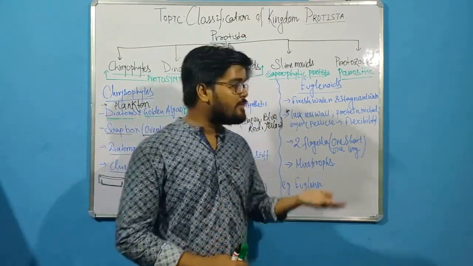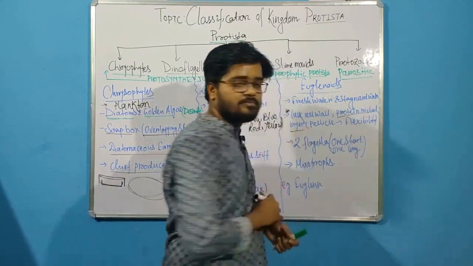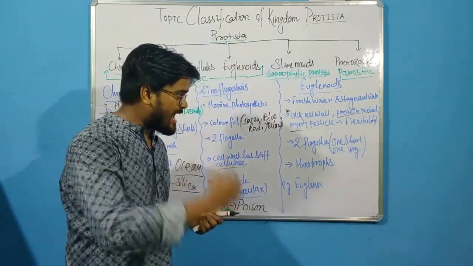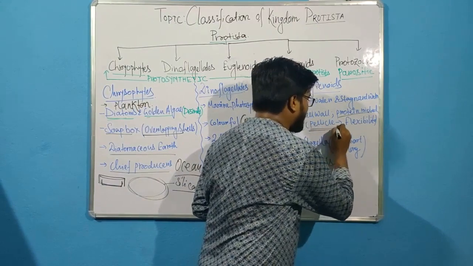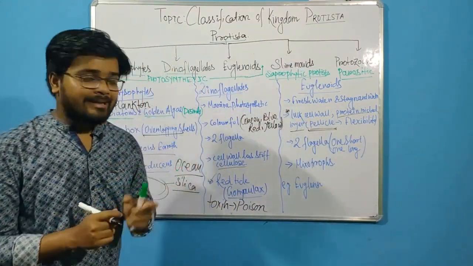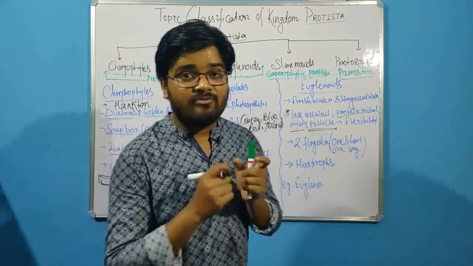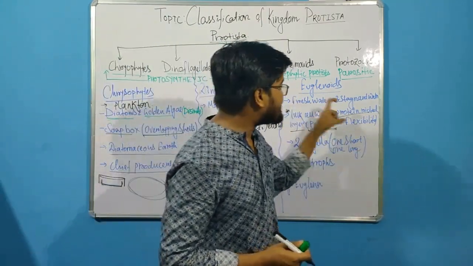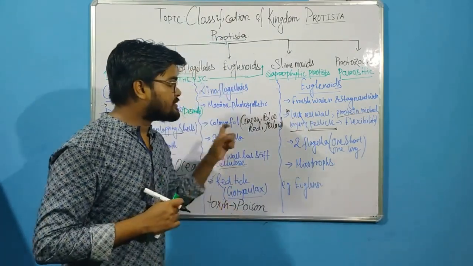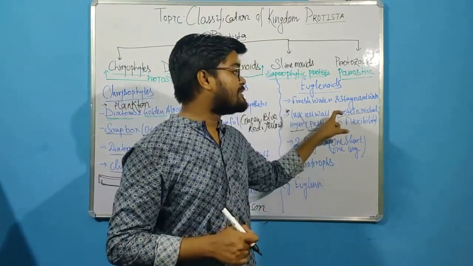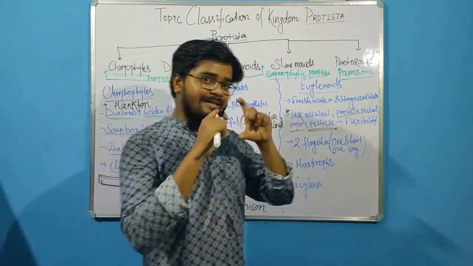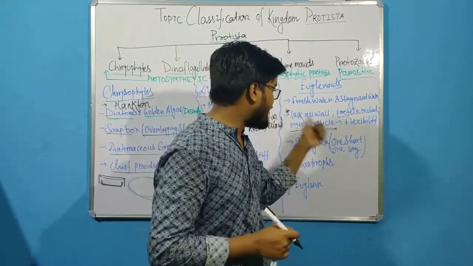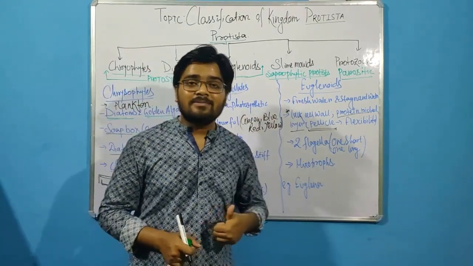If they don't have the cell wall, what should they have? Instead of the cell wall, we get a protein-rich layer in their body. A layer is definitely present, but that layer is made up of protein, and that layer is called the pellicle. Very important, it's called the pellicle. Due to this pellicle, these euglenoids are very flexible. What is the function of the pellicle? The pellicle gives flexibility to euglenoids. Instead of the cell wall, a protein layer is present, called the pellicle, and that pellicle gives flexibility to euglenoids.